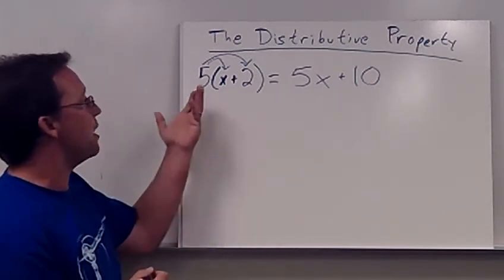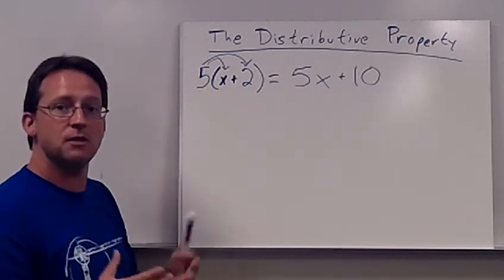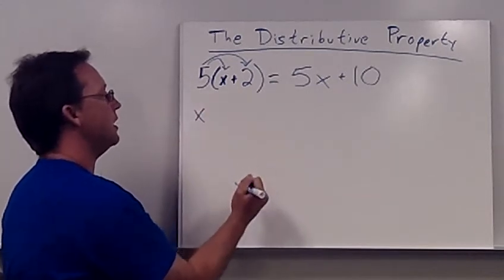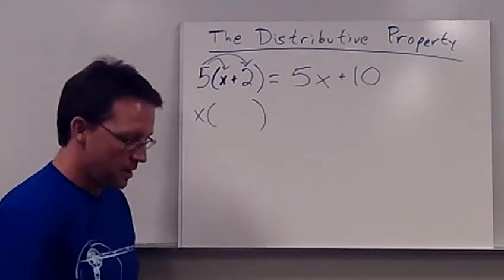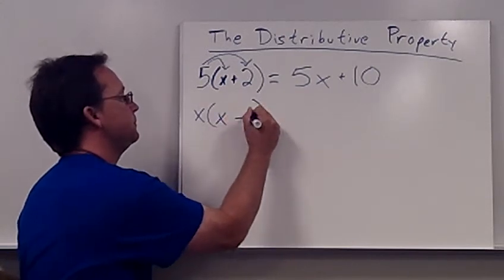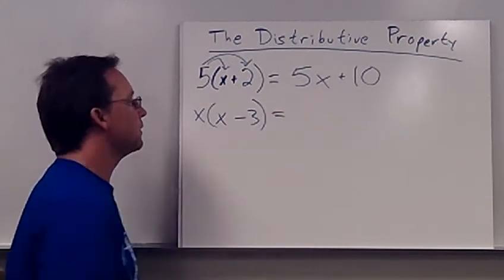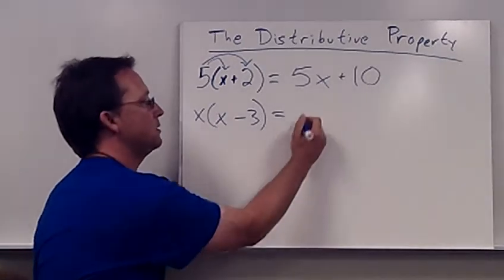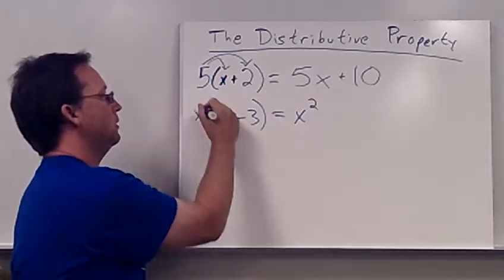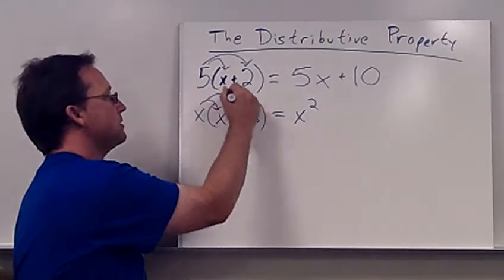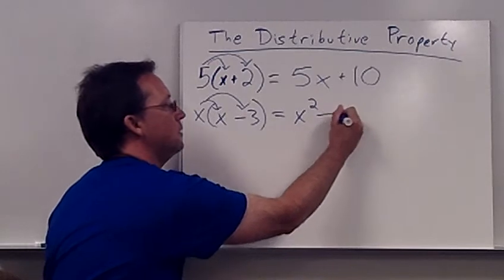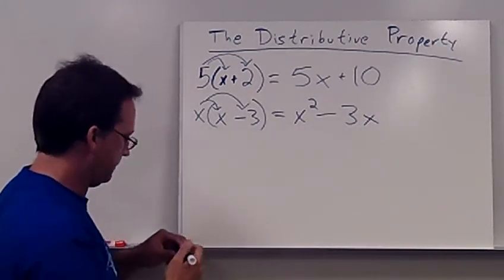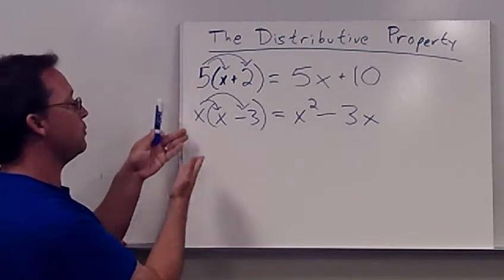It doesn't matter if you have a number outside of these parentheses or if you have a variable. For example, we could have x out there, maybe x times the quantity x minus 3. We're still going to use the distributive property and multiply the x through. x times x would be x squared. x times a negative 3 gives us x squared minus 3x for an answer.